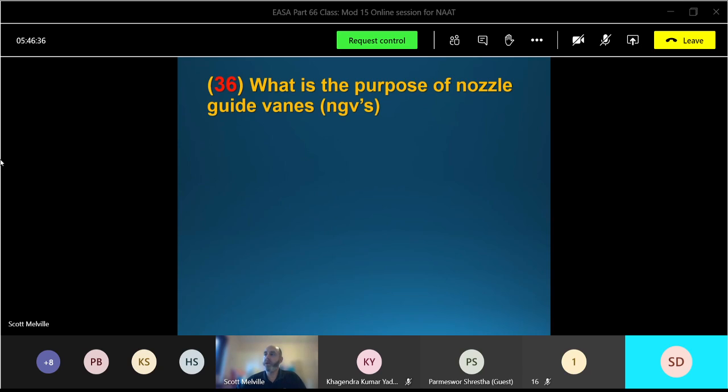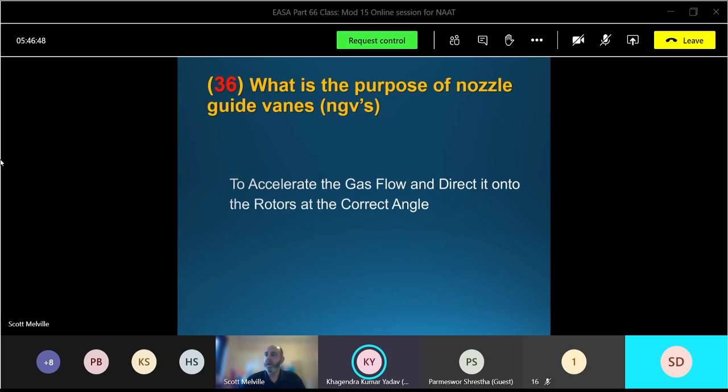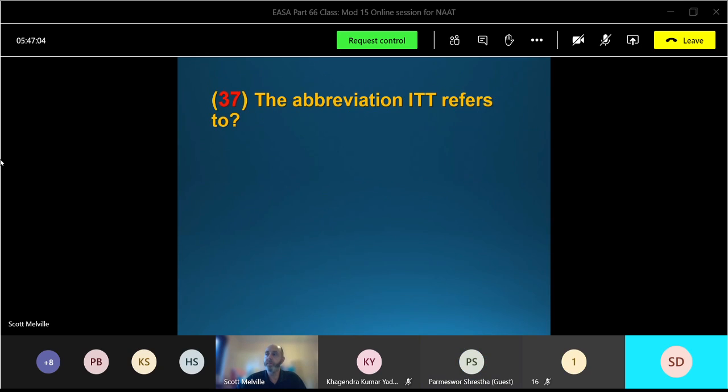What is the purpose of the nozzle guide vanes, or commonly known as NGVs? Accelerate the gas at the most efficient angle to the turbine blade. Good. Accelerate gas flow and direct it onto the rotors at the correct angle. They pretty much do the same job as an IGV, except they're in the hot end. In the hot end, they want to accelerate the gas, but still direct it at the correct angle onto the rotors.